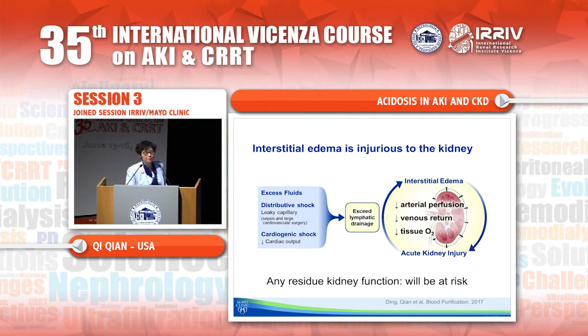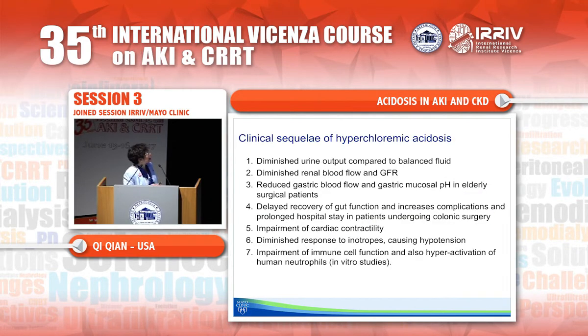So hyperchloremic acidosis is in general bad for kidney oxygen delivery and puts the residual kidney function at risk. These are known clinical sequelae of hyperchloremic acidosis: decreased urine output, decreased renal blood flow, reduced gastric blood flow. These effects may well be in operation in patients with AKI.